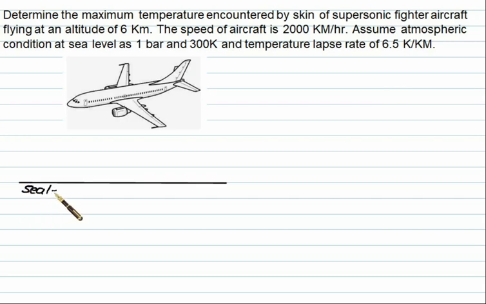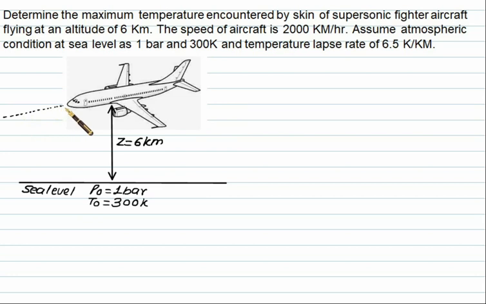At sea level we have given the pressure, which is represented by P0 equal to 1 bar, temperature T0 equal to 300 Kelvin, and the altitude of the airplane is Z equal to 6 kilometer. So this one is a stream. When this stream will strike on the skin, that is on the entire surface here, it will become a stagnation temperature. To get this idea clear here, I will call this one T1 and this one T01. So T1 is the static temperature and T01 is the temperature encountered on the skin, the stagnation temperature.